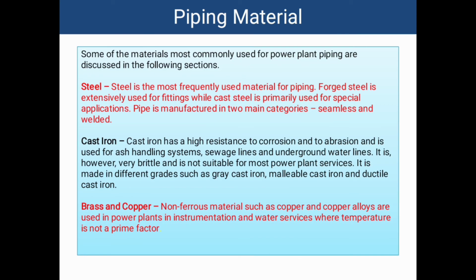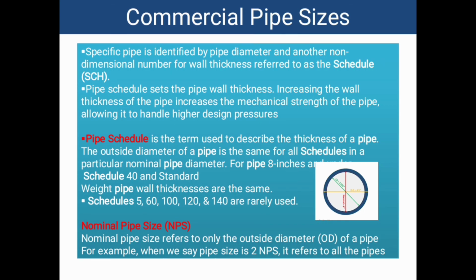There are different kinds of materials used to construct pipes. Normally steel, cast iron, brass and copper are used in the petroleum and petrochemical industry. Then pipe size. Normally the pipe size is mentioned as nominal pipe size, NPS, and pipe schedule. Pipe schedule describes the thickness of the pipe. NPS means the outer diameter of the pipe.